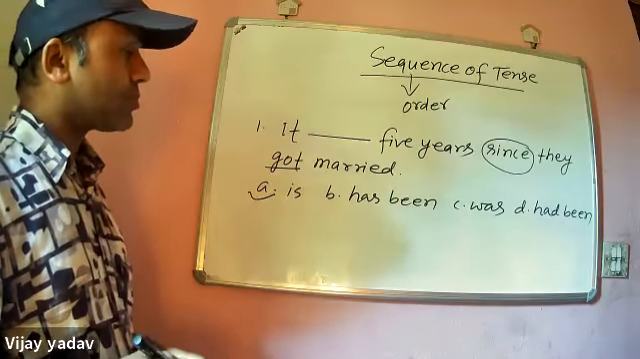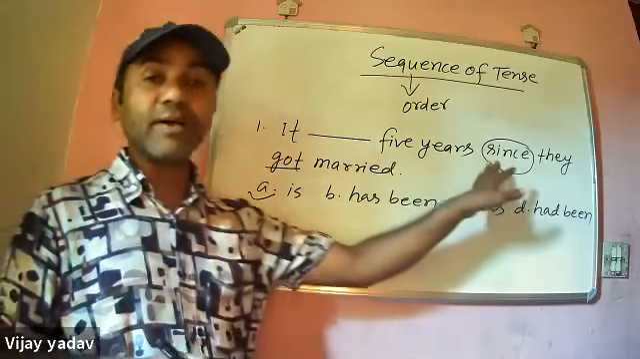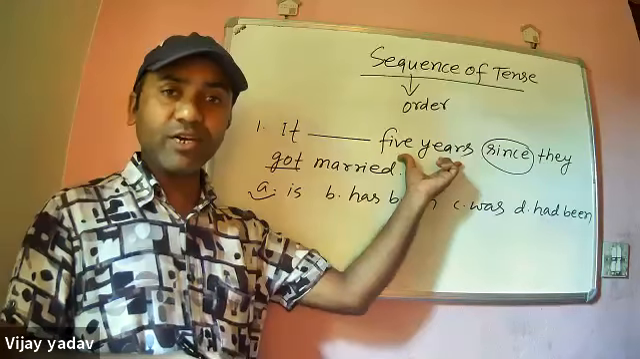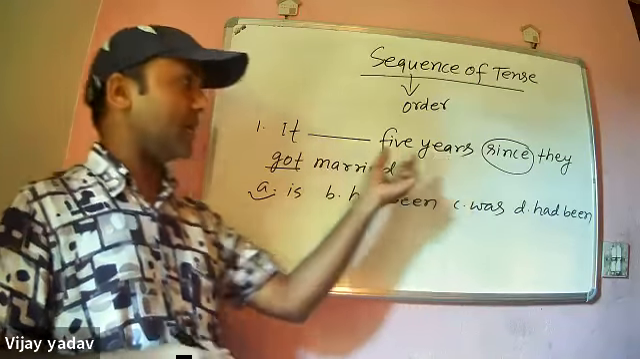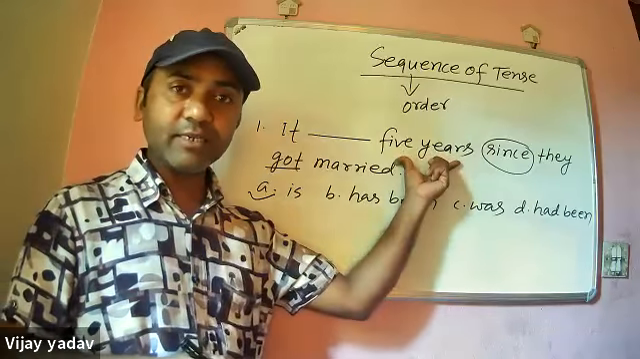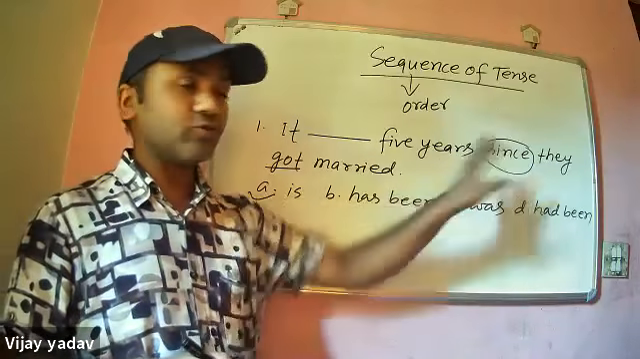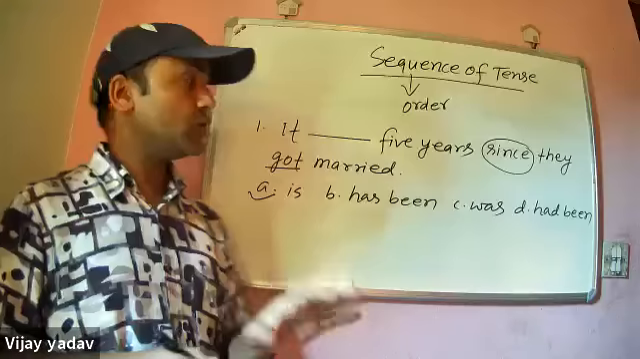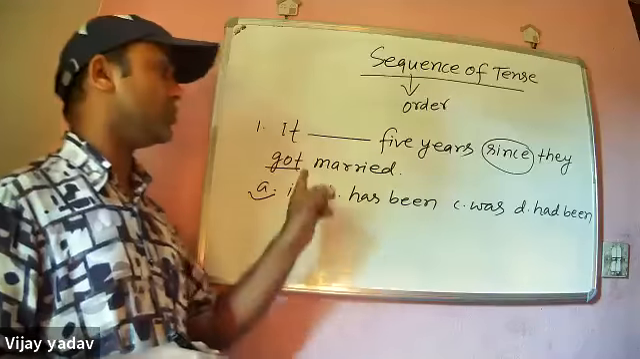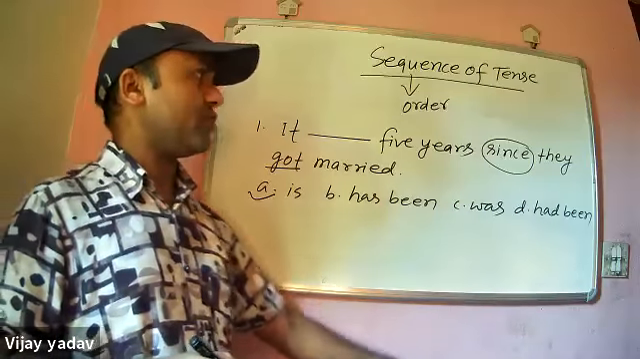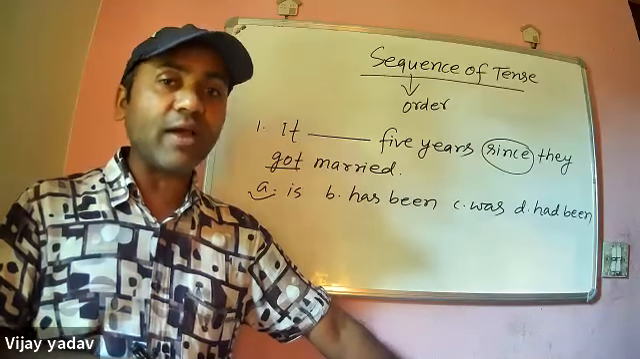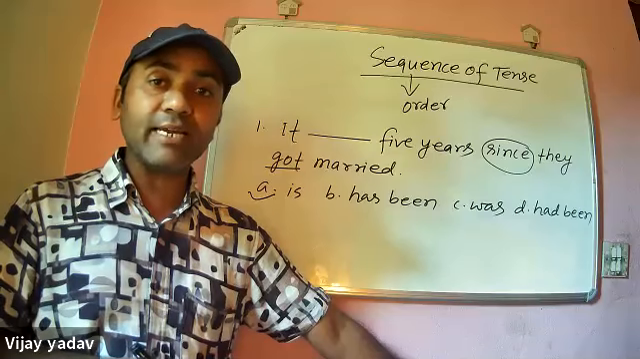Now see, if two clauses are joined by since, and before since you have a period of time, 5 years, this is a period of time, and the subject it, then before since we use simple present, and after since, for a complete action, we use simple past. It is 5 years since they got married. The meaning is they got married 5 years ago.